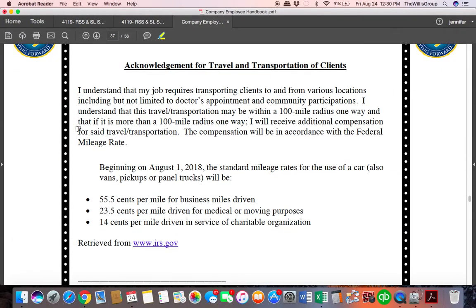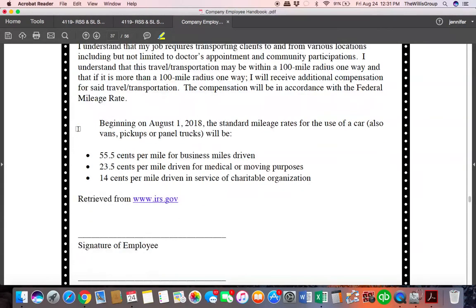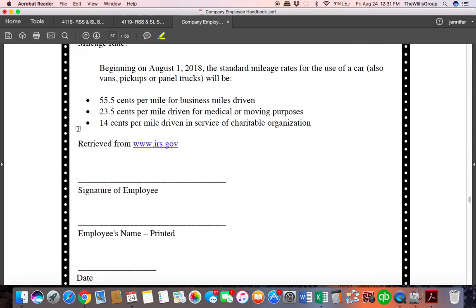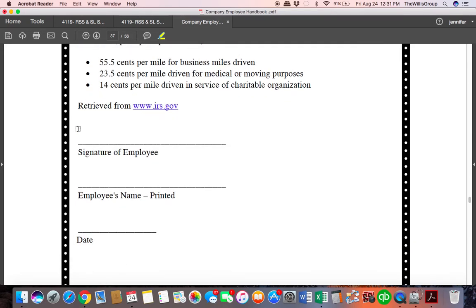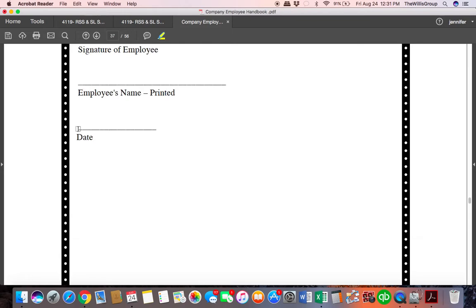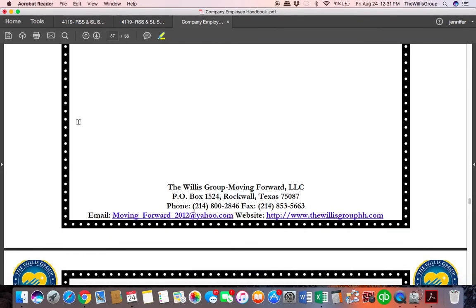On page 37 is our policy on acknowledging transportation of clients. We do not do mileage reimbursement for transporting unless you have transported a client within a 100-mile radius. If you have transported more than 100 miles, then it is 55.5 cents for those business miles. But the reason we don't do reimbursement for miles for transportation is because we do have a company vehicle.